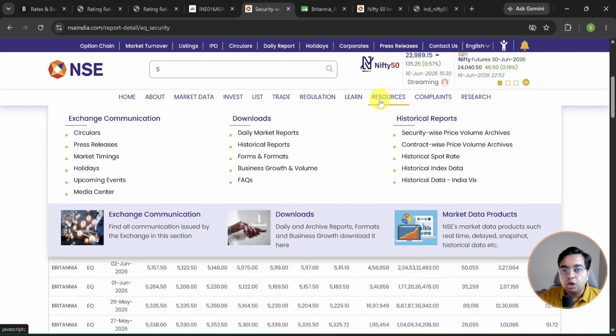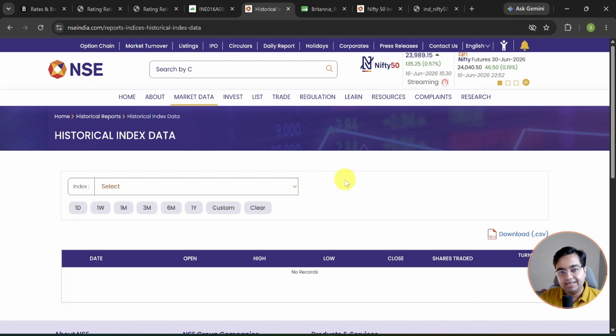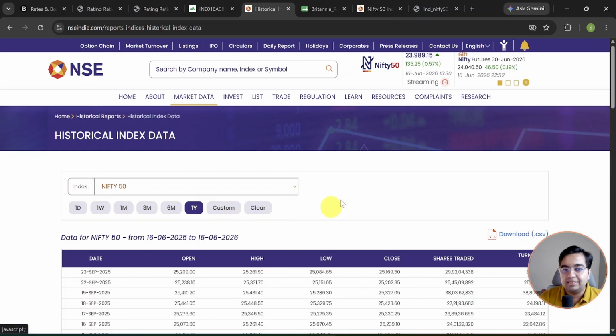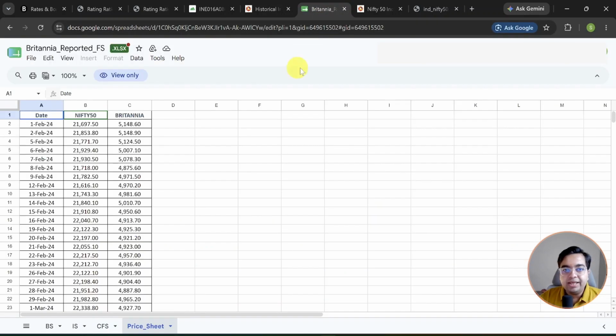Similarly, when we go to resources, we will also have the historical index data. Why we require historical index data is because if we want to calculate beta, we will require the historical daily returns for the index, which in our case would be Nifty 50, and daily returns for Britannia as well. So here we select Nifty 50, and again you can customize it and get the historical data. For the ease of our discussion, I already have everything sorted for us. So this is the data. Let me copy this segment into our new file, and get this data into our valuation model.